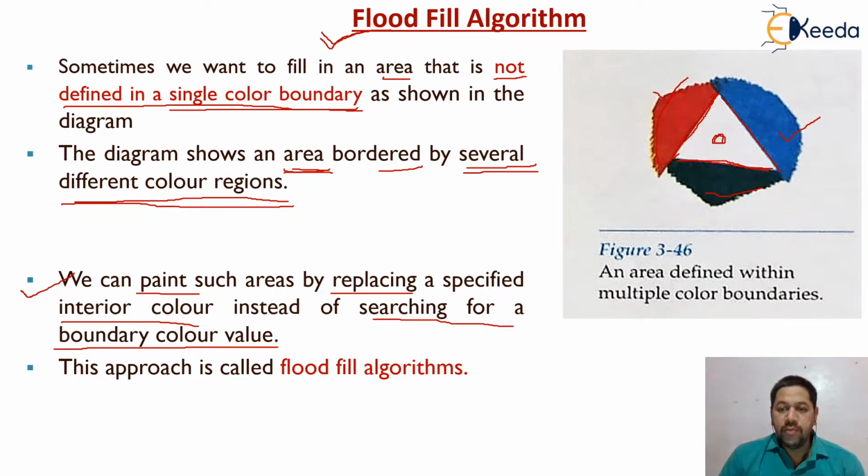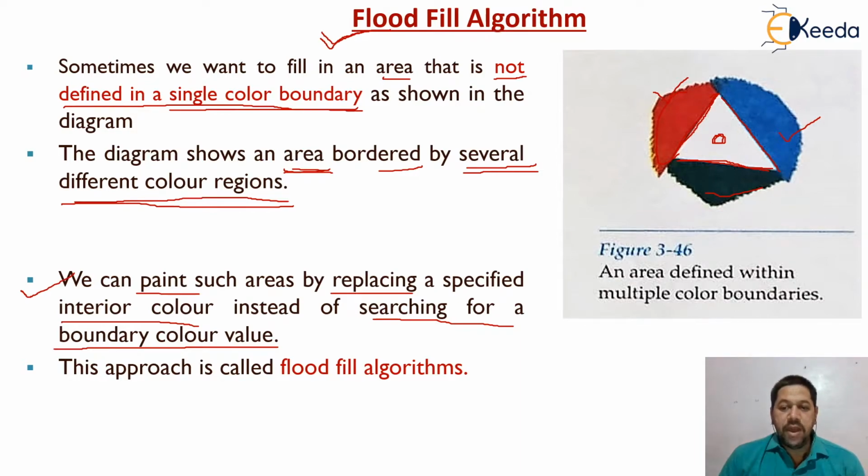Okay, so what I'm going to do in this case is consider whether this interior pixel has the old or previous value, white. Suppose the background color or interior value of this polygon is white, and now I want to fill it with the new color or fill color.